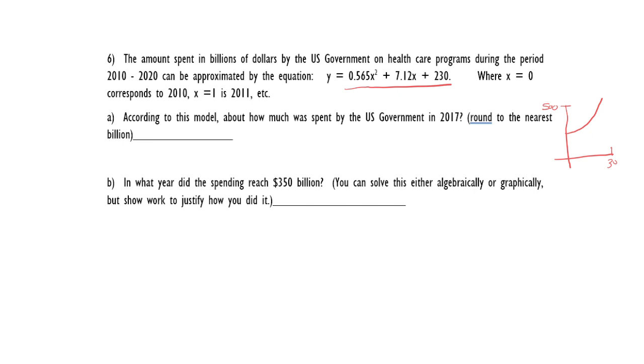So it says how much was spent by the US government in 2017. We probably could have done this algebraically relatively easily. It's the next question that I feel like we're going to want to have the equation for. So I'm going to hit second trace, go to value, and put in the X value that corresponds to 2017. Remember, X equals 0 was 2010, so 2017 would be an X value of 7. I just type 7, hit enter, and there's my answer. I have a 307.525.